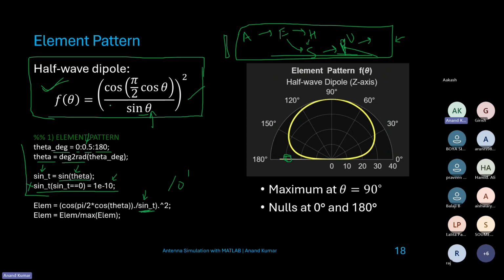So we have cos over here, and pi by 2 multiplied by cos theta divided by sine theta, and then the whole square. So this is your element pattern, and then we are normalizing it with the max of the element. When we plot this, you have to convert this to dB. You can do that by using 20 log 10 and then your element. You plot this, and you'll get the element pattern looking something like this. If you notice, your maximum is at 90 degrees and your nulls are at 180 and 0 degrees.